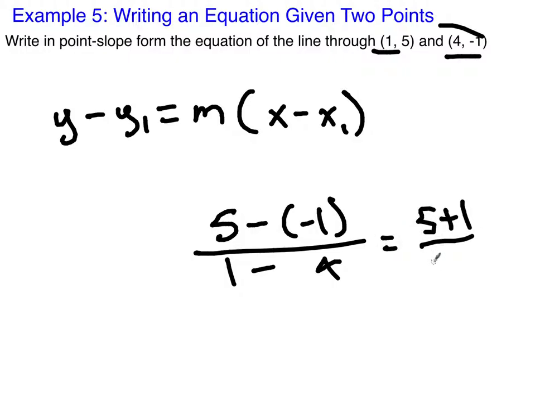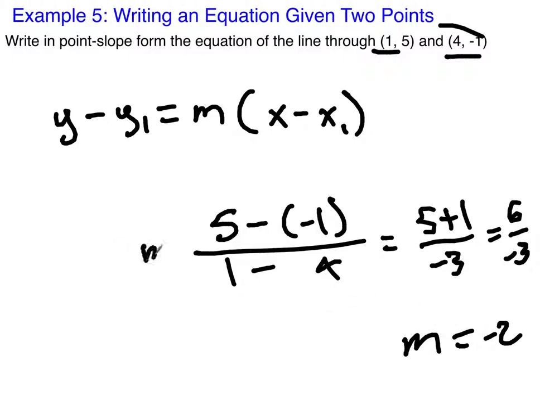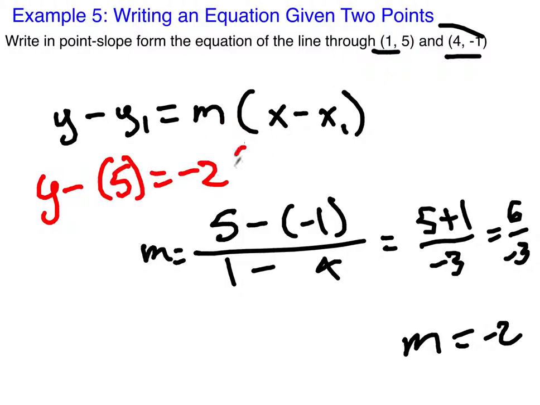That's 5 plus 1 over negative 3, which is 6 over negative 3, which is negative 2. So our slope is negative 2. That's what m is. All of this is what m was. So now let's go ahead and plug in and get our answer. I'm going to do it in red. Y minus y1. I'll go ahead and use this one. 5 equals our slope times x minus x1.